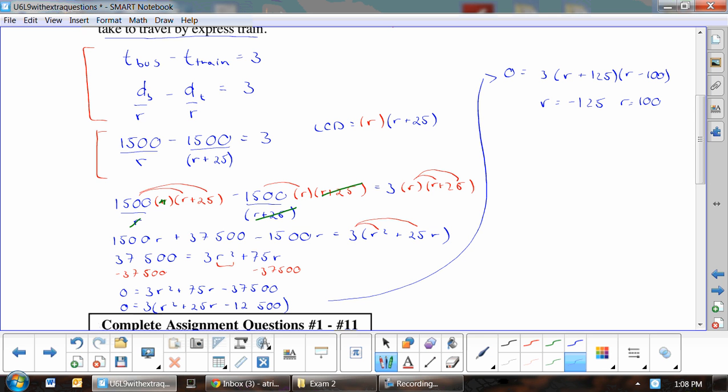Yeah, exactly. So Kelsey says you can't have a negative speed, and she's absolutely right. So even though we have two answers, we know that r has to be greater than 0. So we can completely disregard one of them.